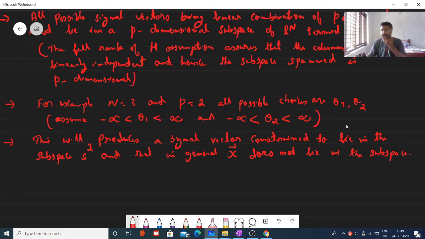The same thing I had given: all possible signal vectors being linear combinations of p less than n vectors must lie in a p-dimensional subspace of Rn, termed as S of p. We have to assume for H that the columns are linearly independent, and hence the subspace is p-dimensional in n dimensions. In the example, n equal to 3 and p equal to 2, the possible choices are theta 1 and theta 2, lying between minus infinity and plus infinity. Then it produces a signal vector constrained to lie in the subspace S of 2, and in general the data vector x will not lie in the subspace.